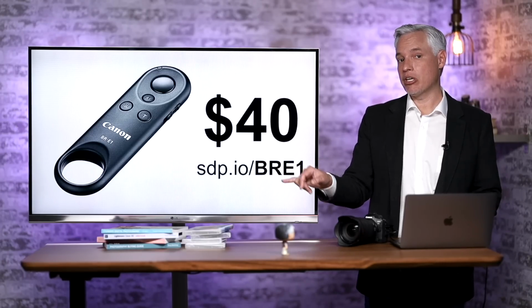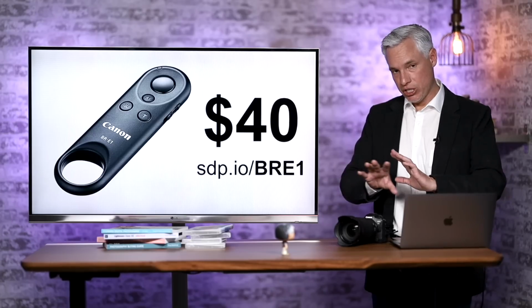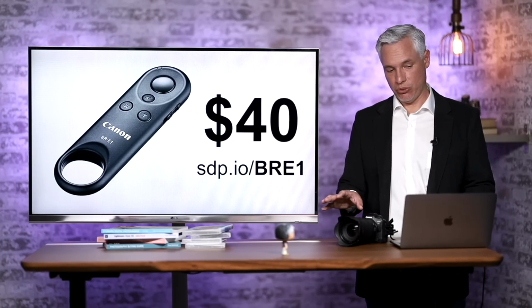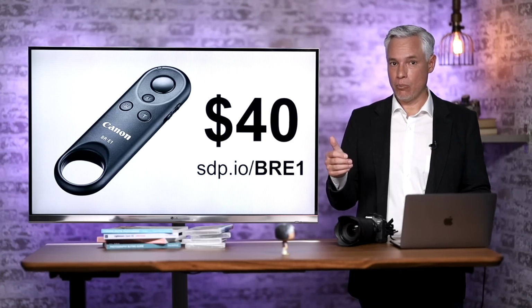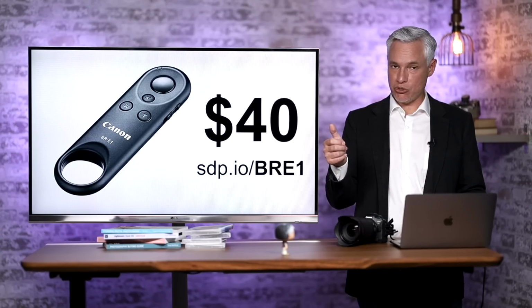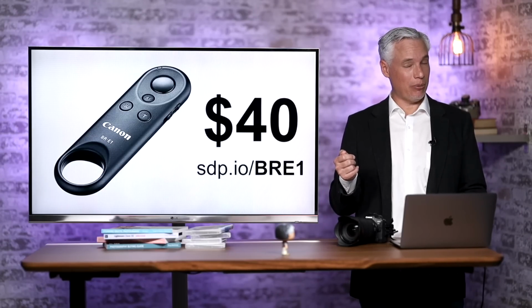The Canon BR-E1 is my recommended way to trigger the shutter. It's wireless, so you need to pair it through Bluetooth and take your camera out of airplane mode. Put your camera into bulb mode. Push the trigger on it once to open the shutter, and a second time, after your timer has gone off, to close the shutter.